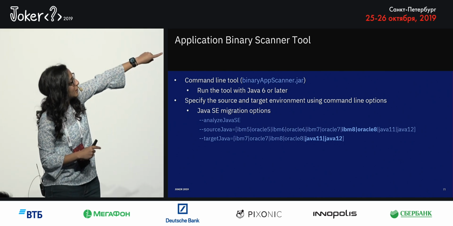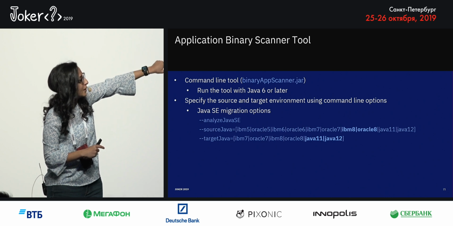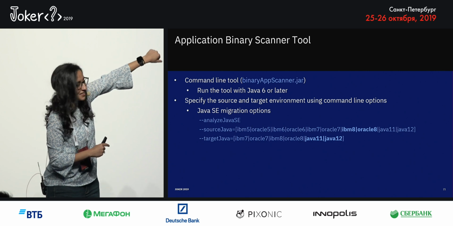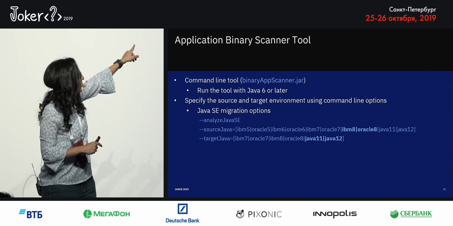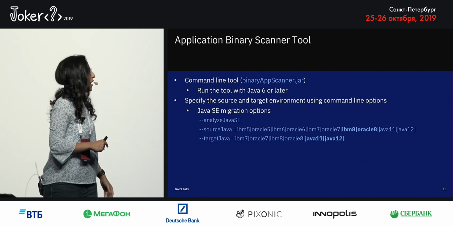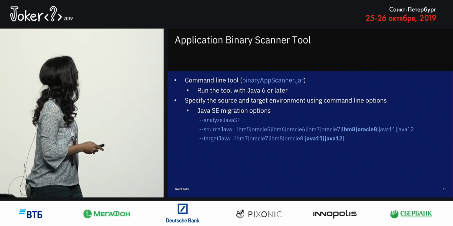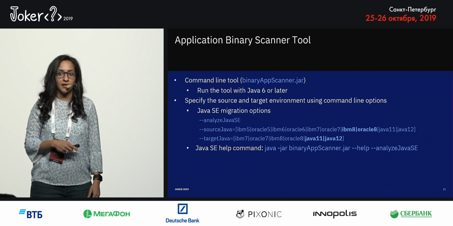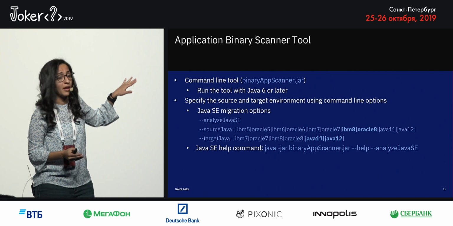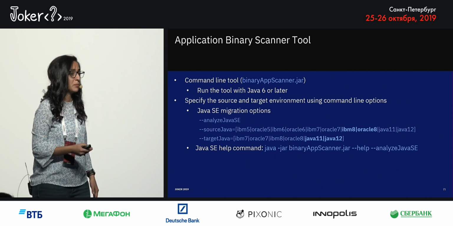For you, it'd be probably between IBM 8 and Oracle 8. But for the folks that are running 6, the 6s are in here too. And then you're telling me what the target is going to be. So Java 11 and 12, and hopefully 13 soon. If you're curious how the other options work, you can use the help command and read about them a little bit more.